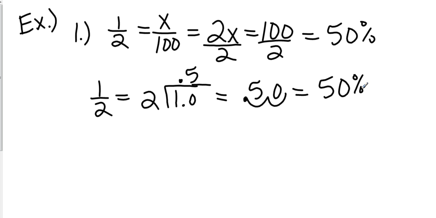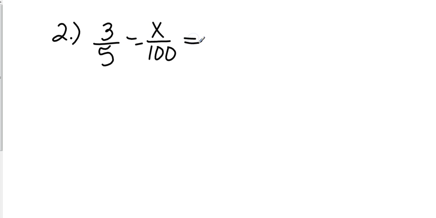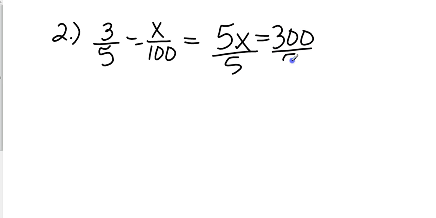Let's do how about a 3/5. So first way, I can set that up to x over 100, which gives me 5x equals 300. Divide by 5. And x equals 60. That's one way.